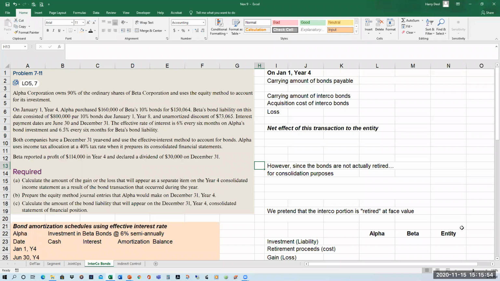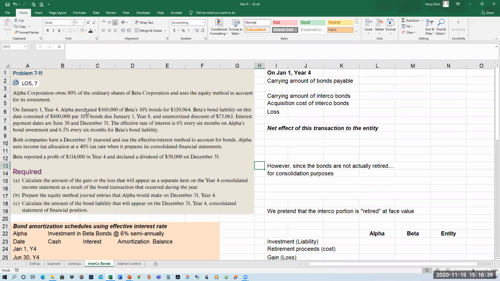Here's an example of intercompany bonds from your textbook, problem 7-11. We're told that Alpha Corporation owns 90% of the common shares of Beta Corp and uses the equity method to account for its investment. On Jan 1st, year 4, Alpha, the parent company, purchased $160,000 of Beta's 10% bonds for $150,064. So clearly they purchased the bonds at a discount.